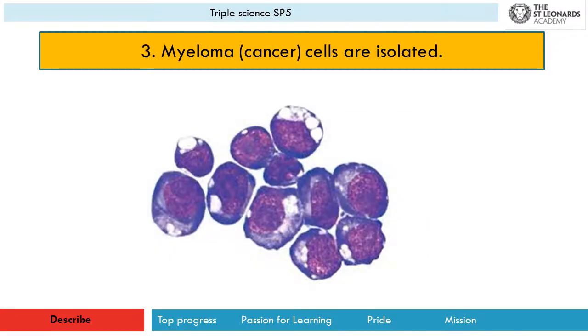Step 3 is isolating the myeloma cell. Now, myeloma cells are just cancer, and cancer can be hugely damaging, as you're well aware. It does have the property of producing many identical cells very, very quickly. So essentially, the myeloma cell clones itself reliably time and time again. This is a really useful property when it comes to monoclonal antibodies.